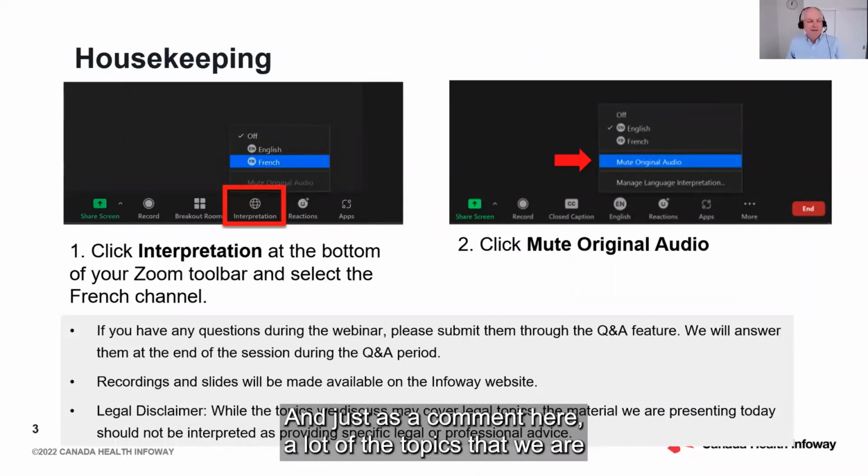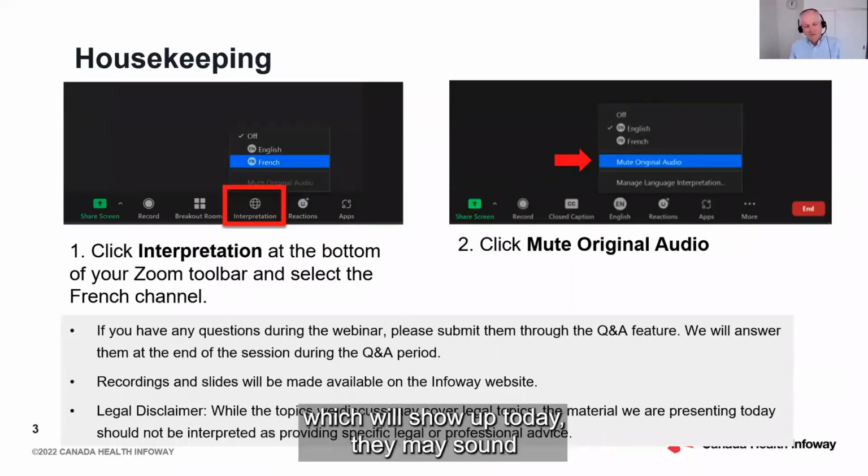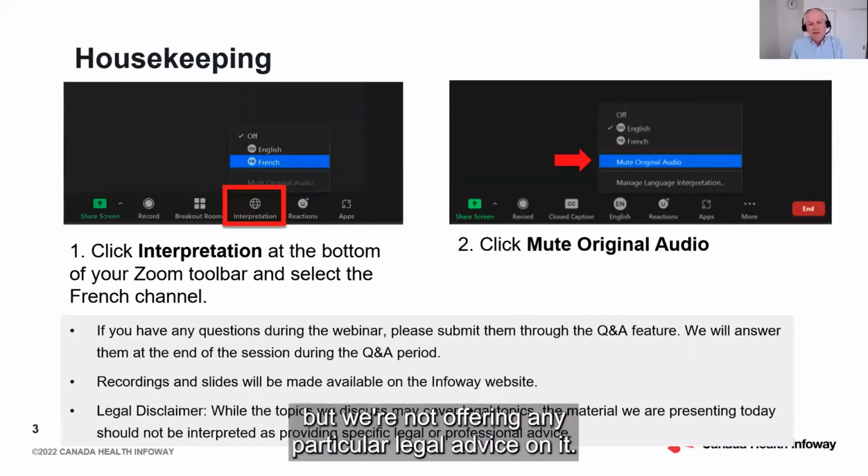Just as a comment here, a lot of the topics that we are discussing, especially on the governance side, which will show up today, may sound a little bit legal or legalistic, but we're not offering any particular legal advice on it. It's good background as we're moving through.